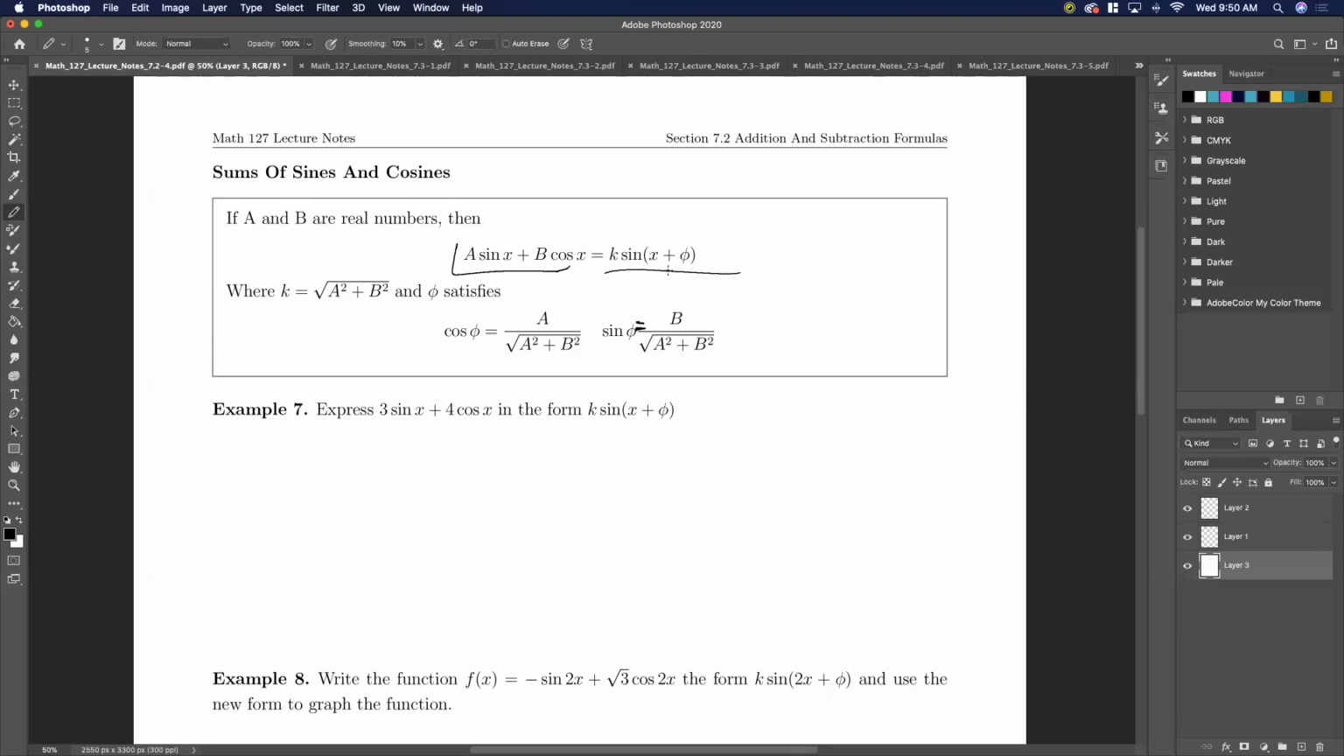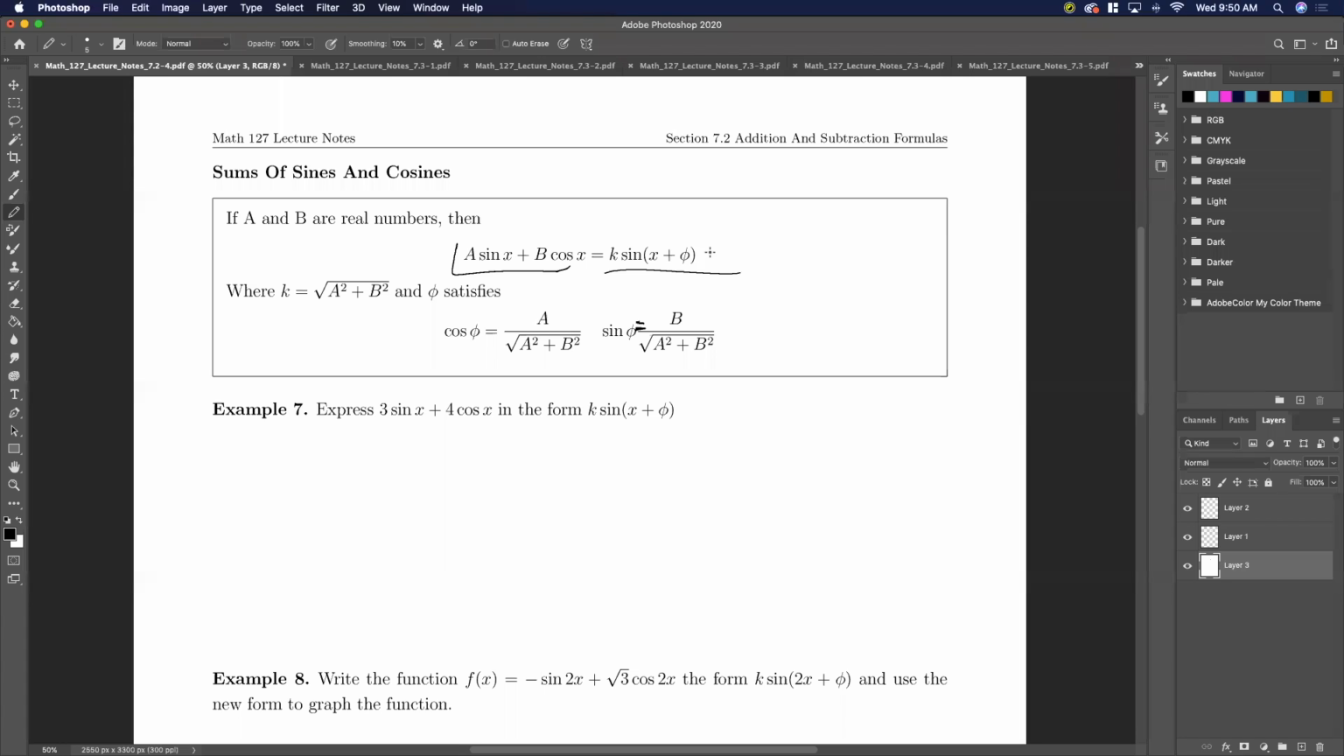The reason that you have to do both is because they tell you what sign you are. If they're both negative, you know it's in quadrant 3. If they're both positive, it's in quadrant 1. If one's positive and one's negative, it'll be in quadrant 2 or 4. So that's why you have to have both.